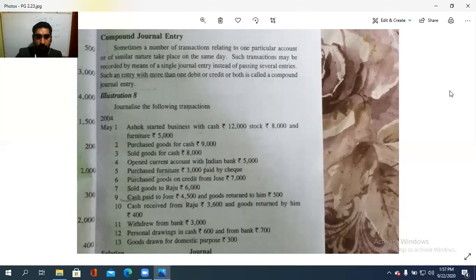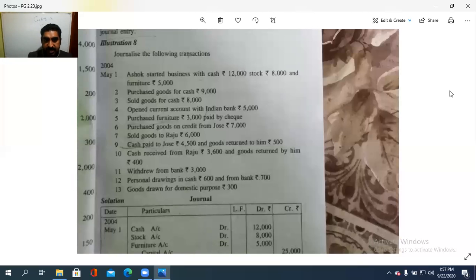So we will do this problem. Ashok started business with cash rupees 12,000, stock rupees 8,000 and furniture rupees 5,000. Then purchased goods for cash, sold goods for cash, opened a current account with Indian Bank, purchased furniture and paid by cheque, purchased goods on credit from Jose, sold goods to Raju, cash paid to Jose and goods returned to him, cash received from Raju and goods returned by him, withdrew from bank, personal drawings in cash and also from bank, and goods drawn for domestic purposes.